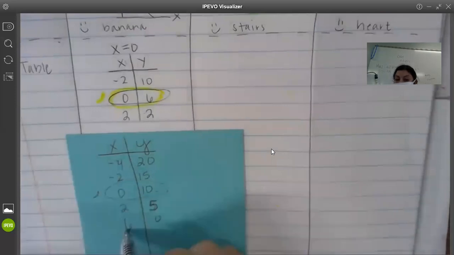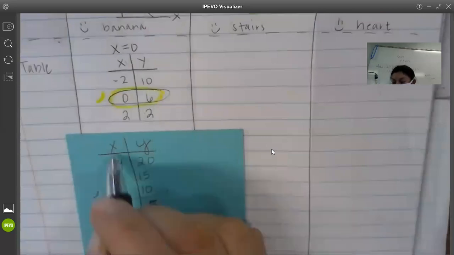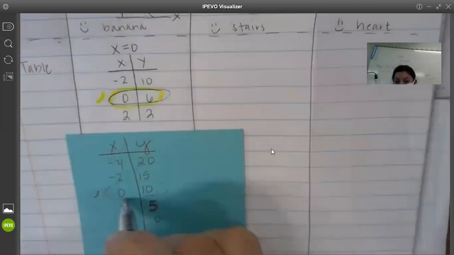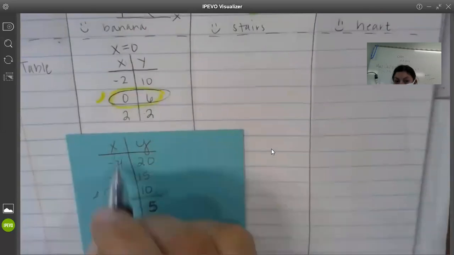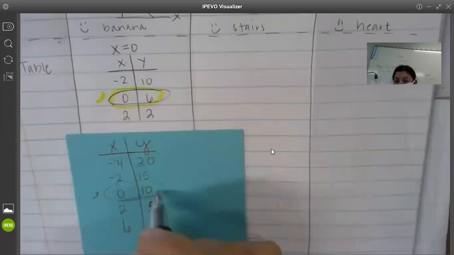It wouldn't be 6 because you're looking for where X is equal to 0, not where Y is equal to 0. So this would be your Y-intercept, where X is equal to 0. That's what this is saying. Here, the X value is 0, so this would be your Y-intercept.